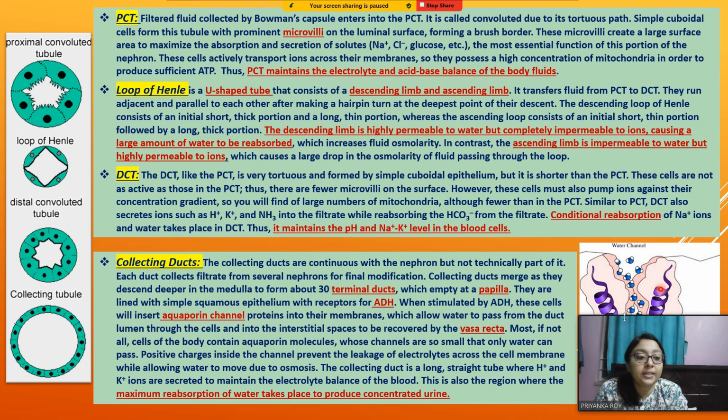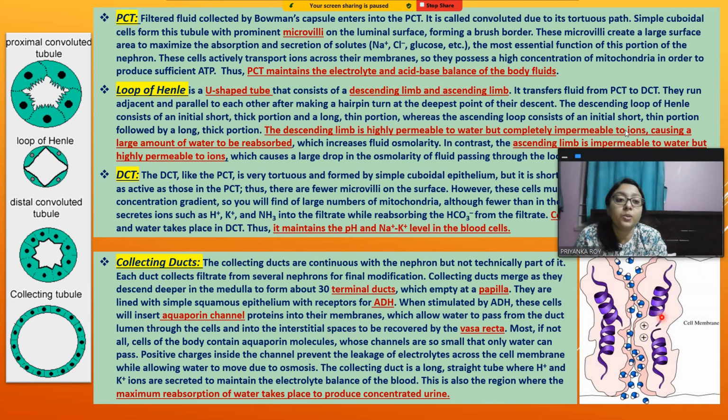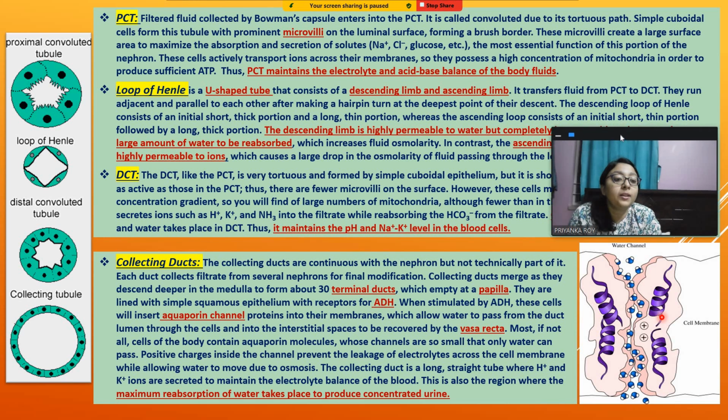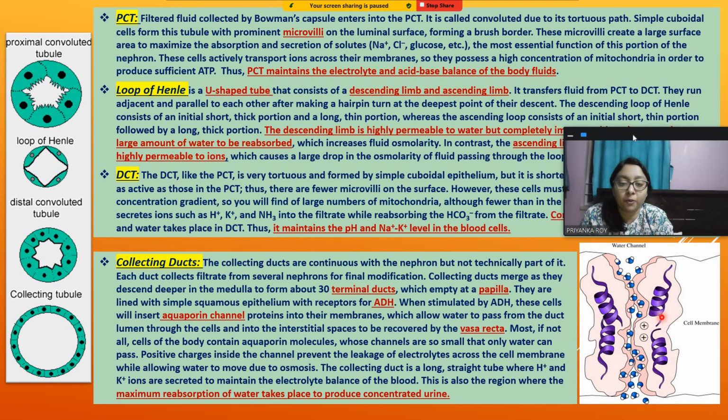Now the collecting ducts. The collecting ducts, as I have already mentioned, it's technically not a part of the nephron. It's continuous with the nephron, where all the DCT of the nephrons, surrounding nephrons, they come and they merge together in the collecting duct. So they descend deeper in the medulla. They form about 30 terminal ducts. Now the collecting ducts, they also go and merge with the terminal ducts. They empty at a papilla.